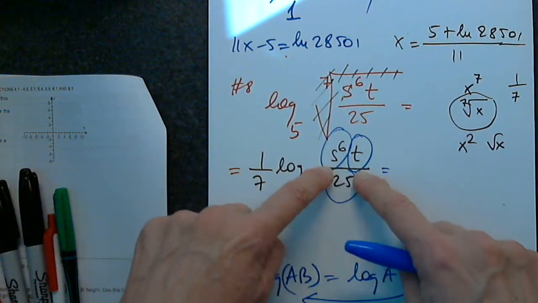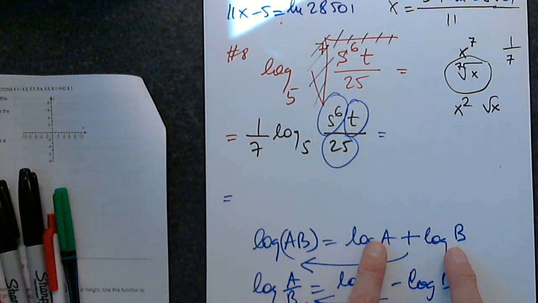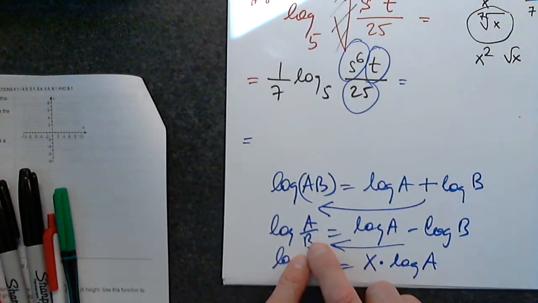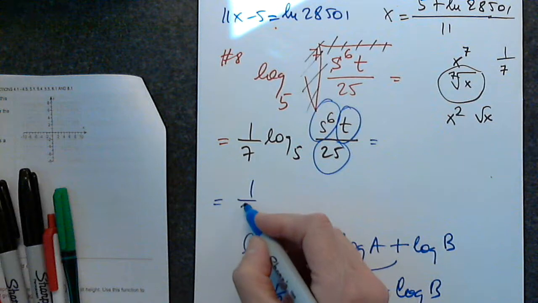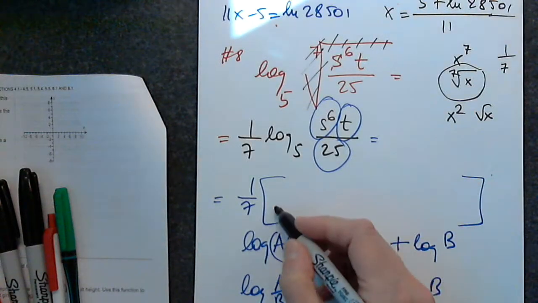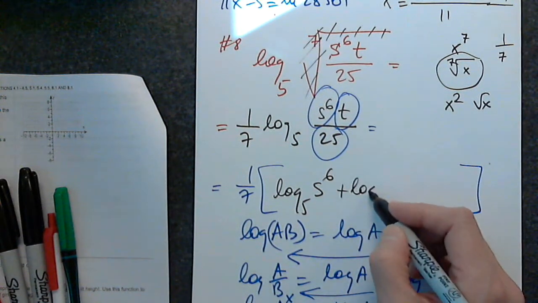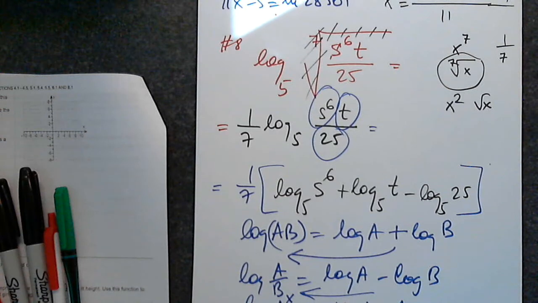So now when I see a ratio and I see a product at the top, obviously these two will have positive in front because they come from a product, from this. But this quantity, the 25, is like B in the denominator here. So that's why it will have a minus in front. So 1 over 7, bracket. And please dictate now what we have in brackets. Yes. So log base 5 of s to the 6th. Log base 5 of t. Exactly. Log base 5 of 25. Perfect.